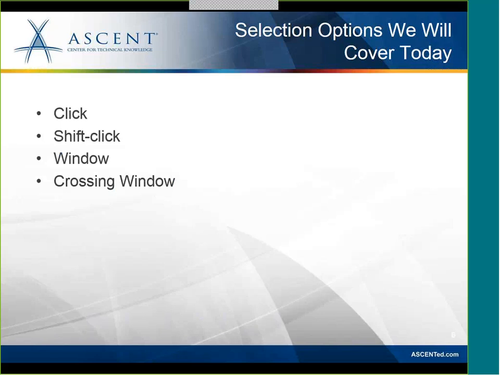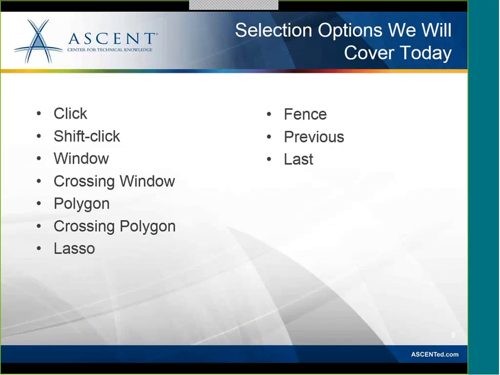Hector says it selects multiple items. Yes, they both select multiple items all at once. The biggest difference, though, is the way that you use them. Oh, it looks like I didn't have the, we'll actually come into that. But we've got polygons and crossing polygons as well.